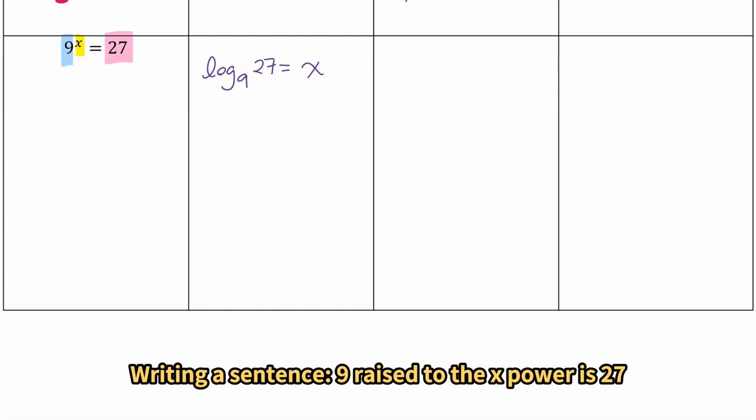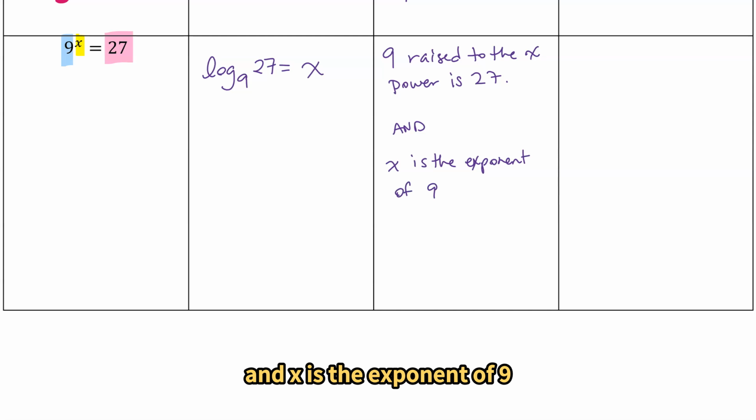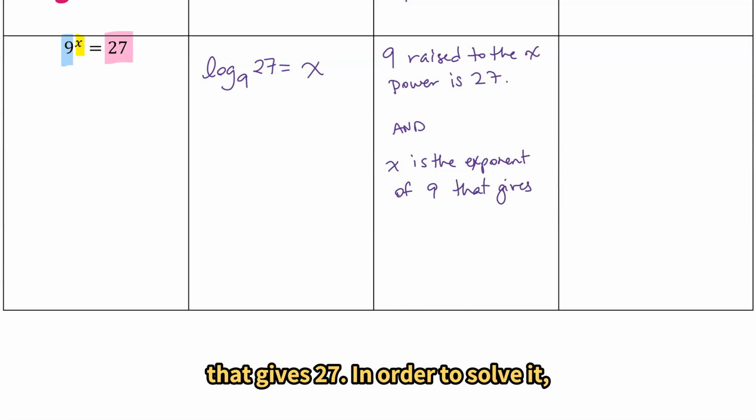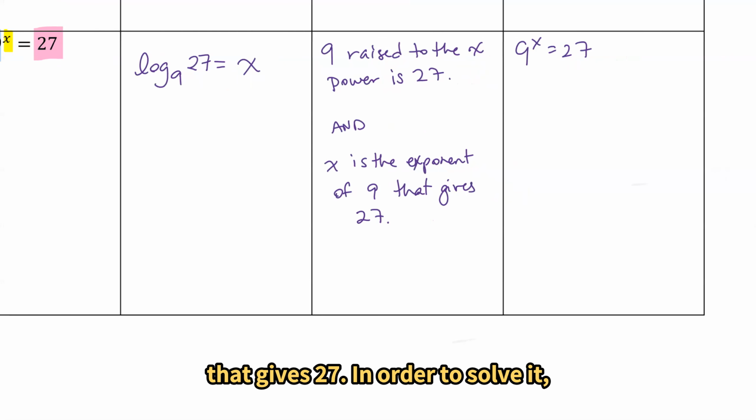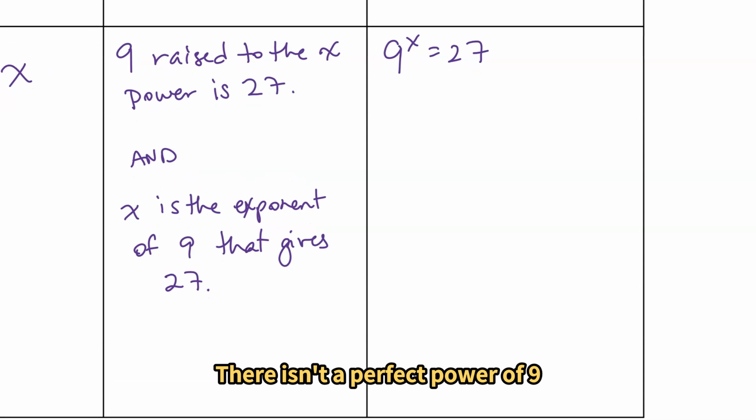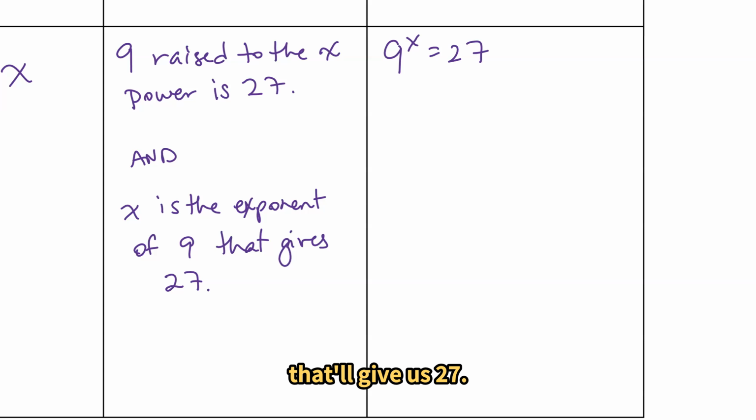Writing our sentence, 9 raised to the x power is 27, and x is the exponent of 9 that gives 27. In order to solve it, there isn't a perfect power of 9 that'll give us 27.